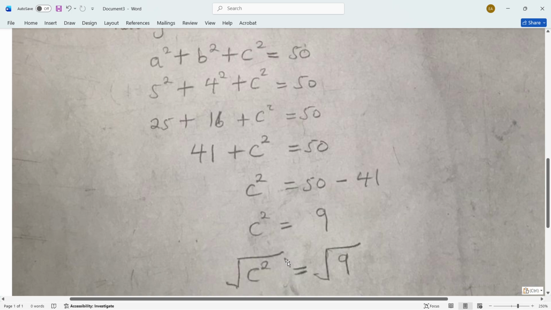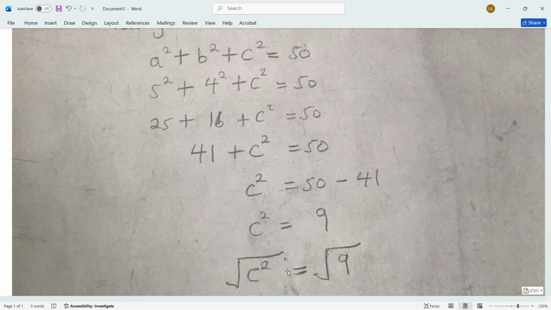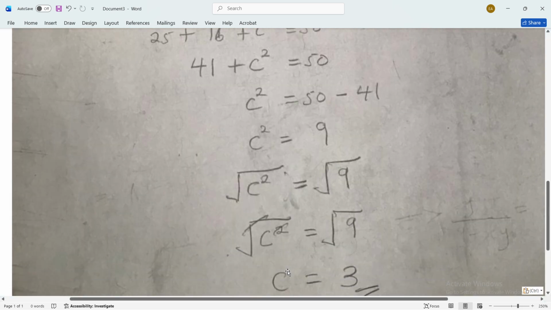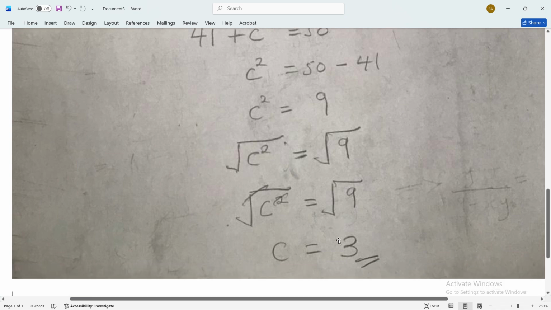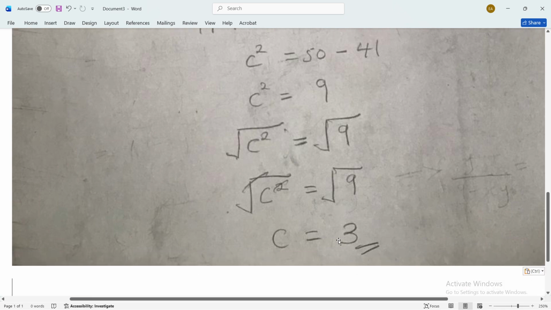So you are going to have a new equation: the square root of c squared equals the square root of 9. When we do our cancellations, the root will cancel the square, leaving c to stand on its own, and the root of 9 is 3. So therefore our c is 3.